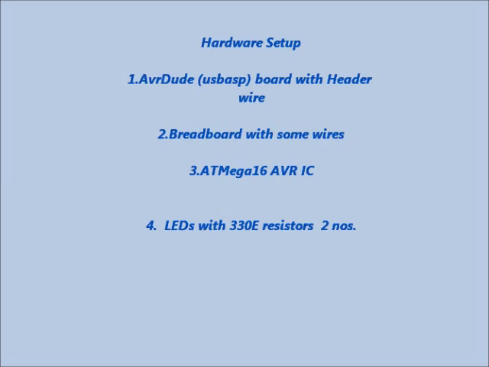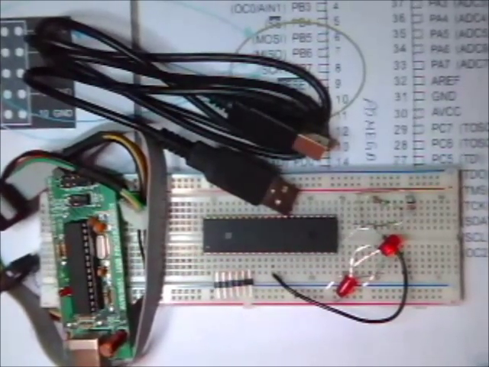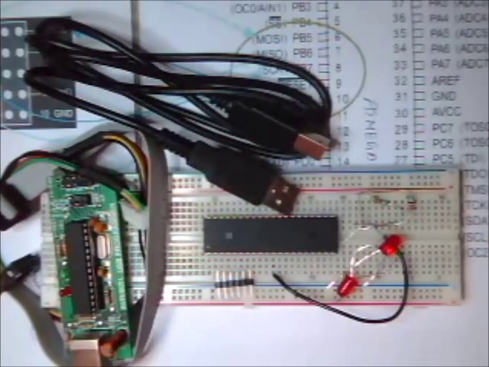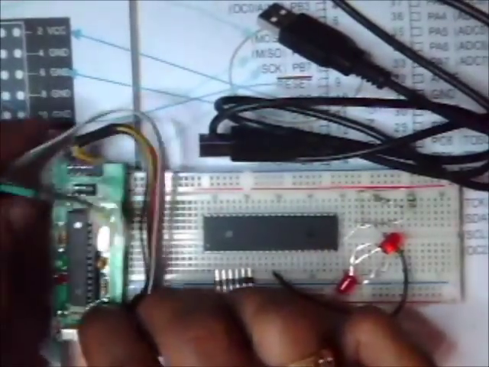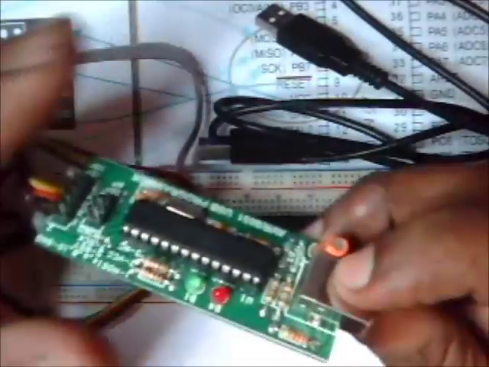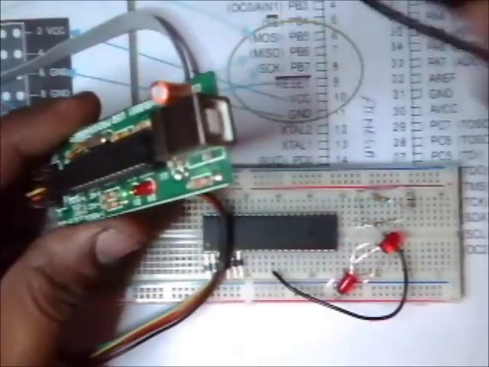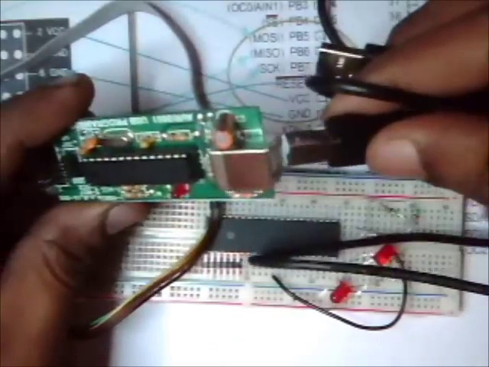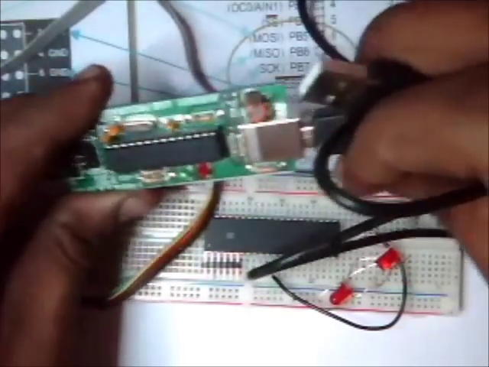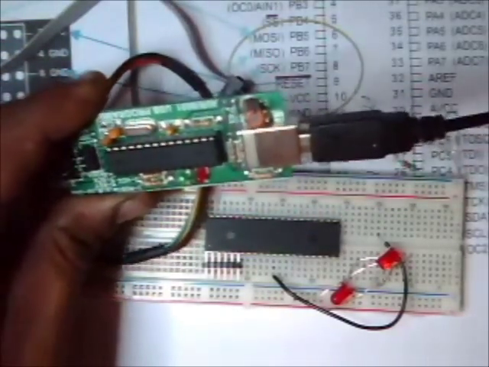We make use of an AVRDUDE programmer, which is also called USBasp. This is the AVRDUDE programmer, which is used to burn your hex files onto the target IC. It is supplied with a USB cable, which you use to connect it to your PC. It also comes with a 10-pin header wire.